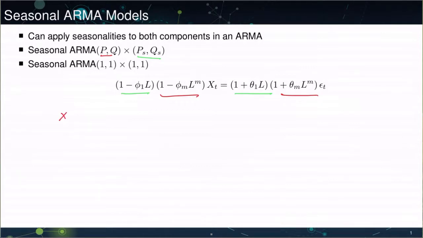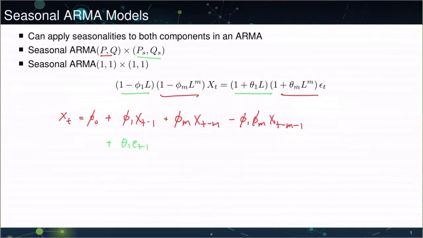From the AR bit, we'd have xt equals, I didn't include a constant, but we could go ahead and throw a constant in because we normally have something like that, phi naught, plus phi 1 xt minus 1, plus phi m xt minus m, minus phi 1 phi m xt minus m minus 1. That was the term we saw from the AR. In the MA, we then will have theta 1 epsilon t minus 1, plus theta m epsilon t minus m, plus, again, a cross product, theta 1 theta m epsilon t minus m minus 1. And then finally, we have the usual error in the model.